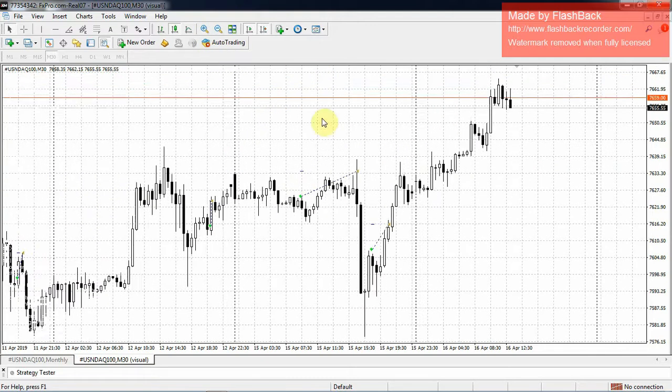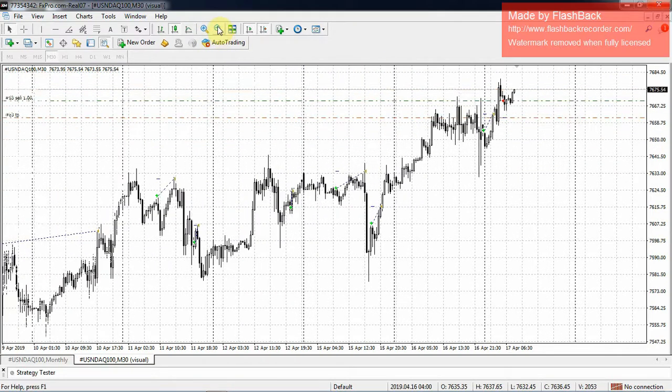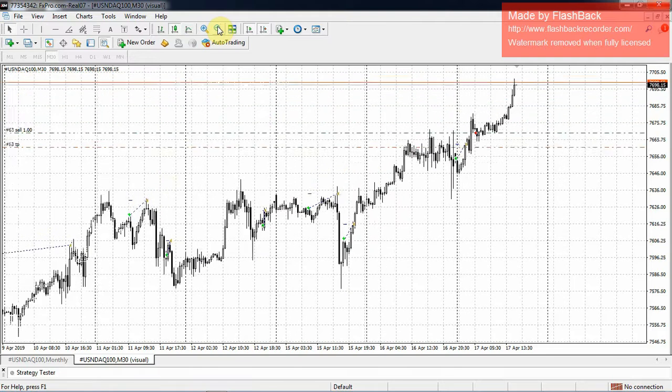So this is exactly how the robot trades. This is a 30 minutes chart.